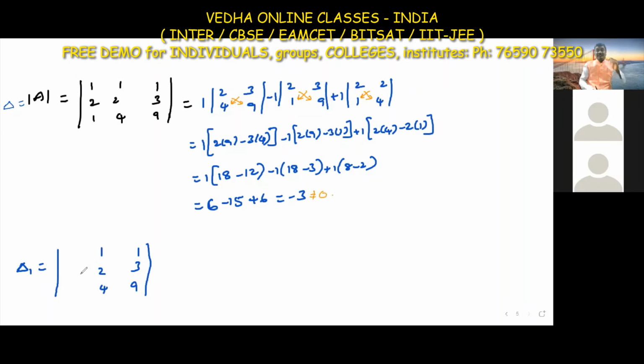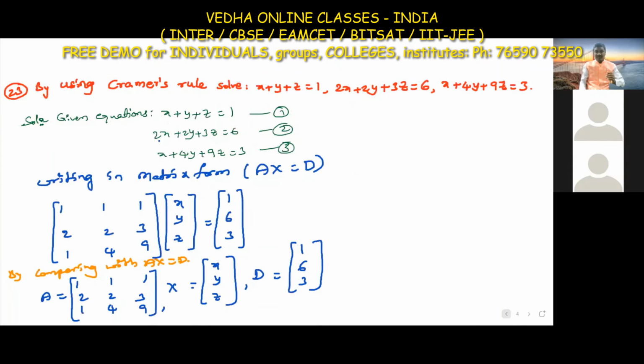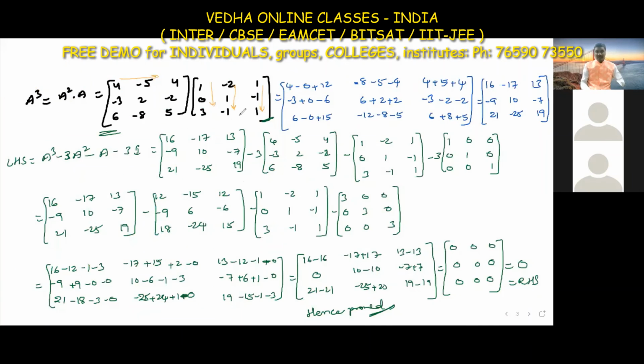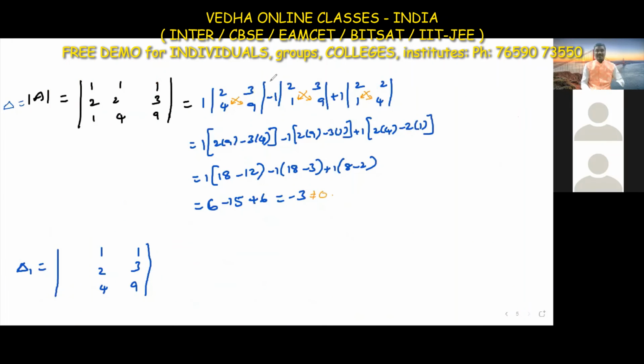Delta 1 means we change the first column. Delta 2 means we change the second column. Delta 3 means we change only the third column. What we replace that column with is the D matrix, 1, 6, 3. So here I am replacing the first column with 1, 6, 3, the D matrix.